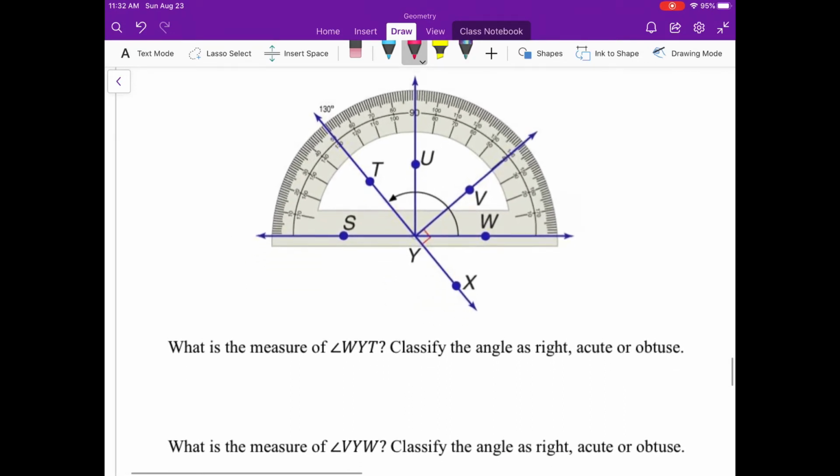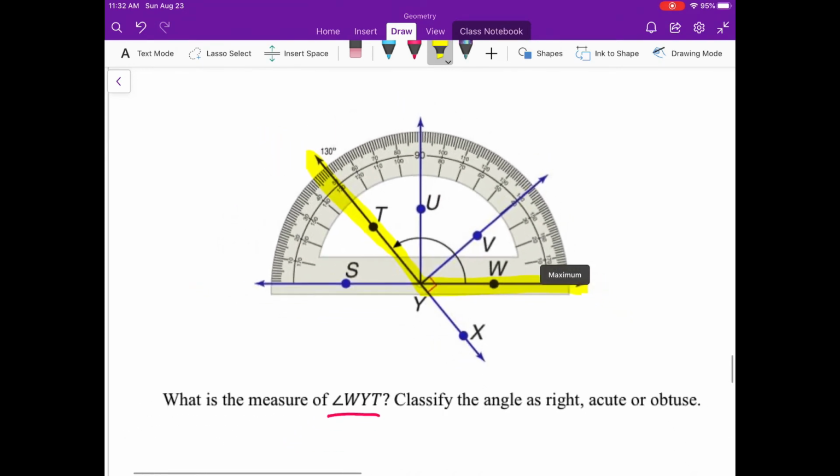So we're going to use this protractor to help us measure angles. So this first question is, what is the measure of angle WYT? So I want to go ahead and outline W. Y is the vertex, T. So try to focus just on this highlighted angle.